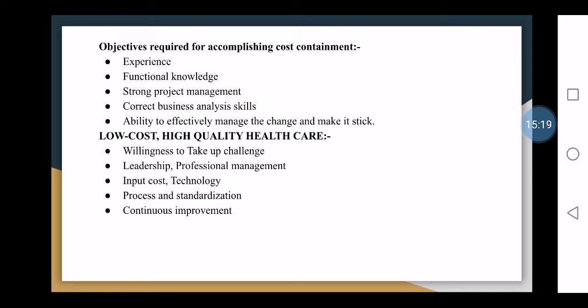For that, with the willingness to take up the challenge, we need good leadership, we need a professional management system, we need good input of cost, new technologies, process and standardization of the profession, a continuous improvement system, and a various range of services. All these things have to work together in the medical field. Then only can we maintain low cost and high quality healthcare.